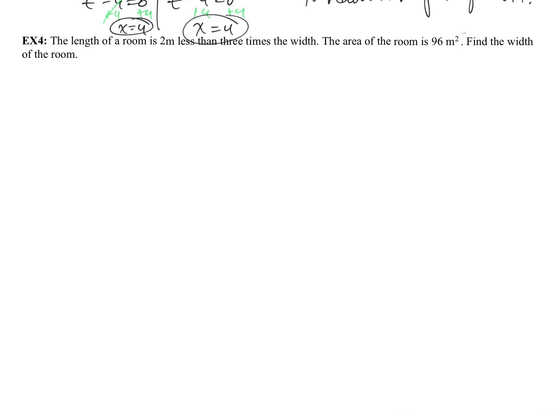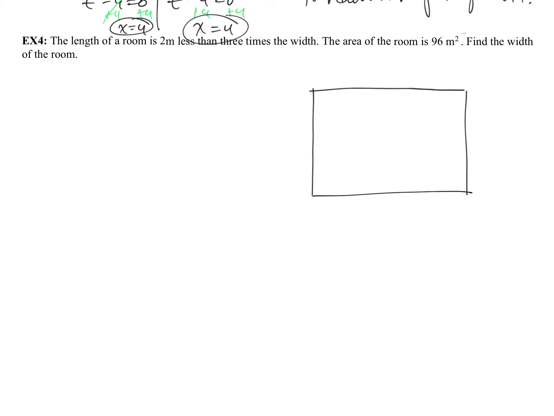Example 4. The length of a room is 2 meters less than 3 times the width. The area of the room is 96 meters squared. Find the width of the room. Okay, so this is talking about a room, which I can visualize there, right? And it's talking about the length and the width. Going to assume it's this rectangular room. At this point in time, you can assume it's rectangular, unless you're told it's a triangle.